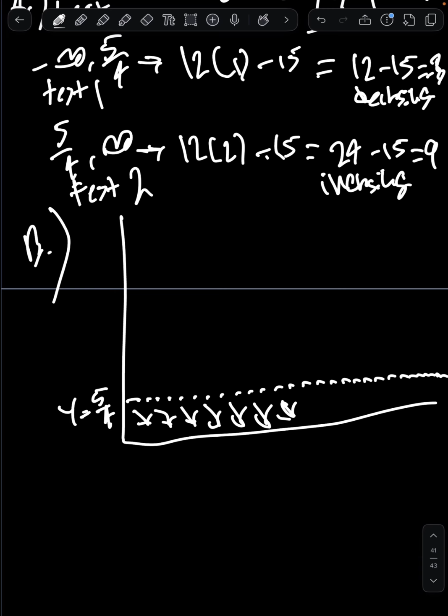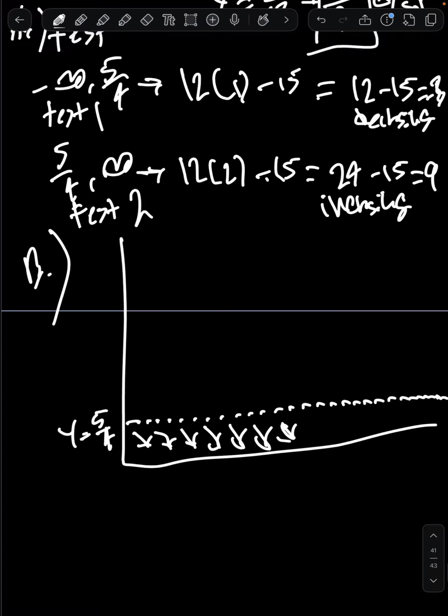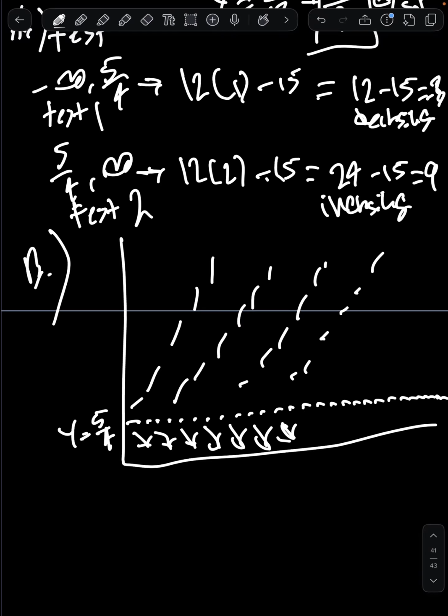Remember, this is just a sketch. This isn't like a real graph. It's just a general way to get an idea of where the slope is and whether we're going towards equilibrium or not. So now we test the last one, which was 5/4 to infinity. We found that the function was increasing, therefore has a positive slope. So that means it's going up like this, right? Our slope is going up. That's what it looks like. So that is our equilibrium solution.